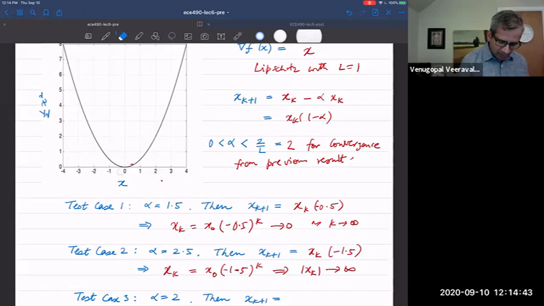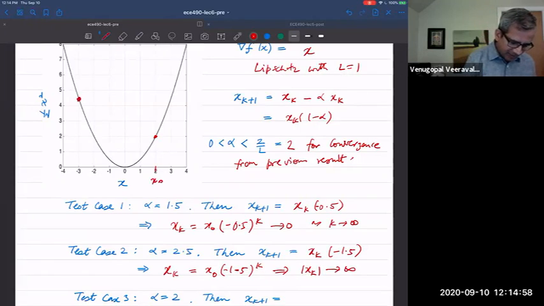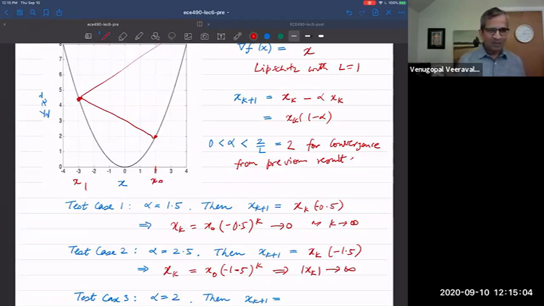So in this case, if you start here with x0, then at step 1 you go to minus 3 here, so you end up here. This is x1. You can see you keep doing that, and you start blowing up to infinity.